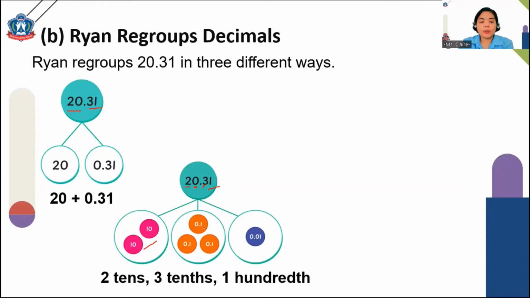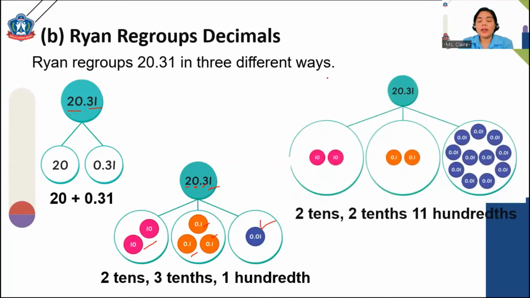Next, we have the tenths. We have 3 tenths, so we have 3 discs. And we have 1 hundredth, so we have 1 disc. So that is the second way on how to regroup. The third way is almost the same with the second way. The only difference is that in our tenths place, the 3 here, we need to regroup.